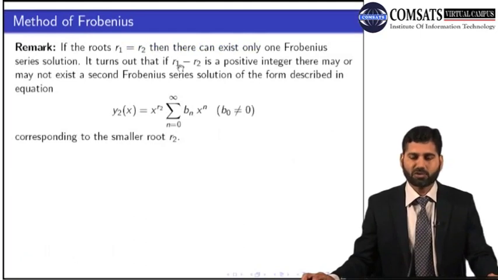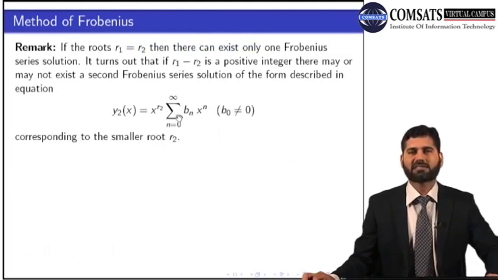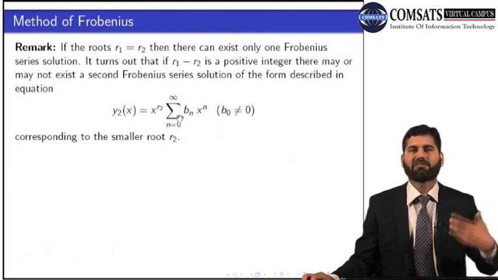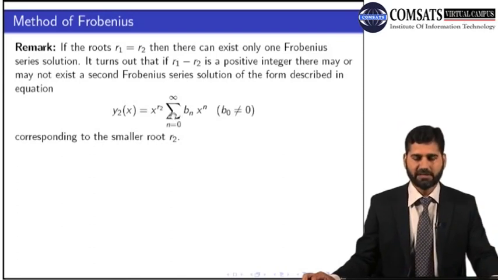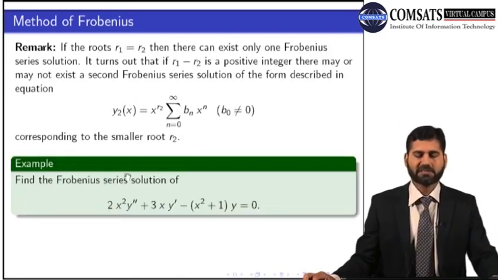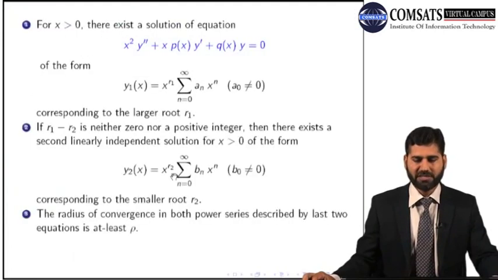So if this comes out to be an integer, then this will not serve as the second solution. Then we will have to do something else. All right? So first, let's consider an example of Frobenius series solution. Find the Frobenius series solution of this equation. So we will follow these steps.